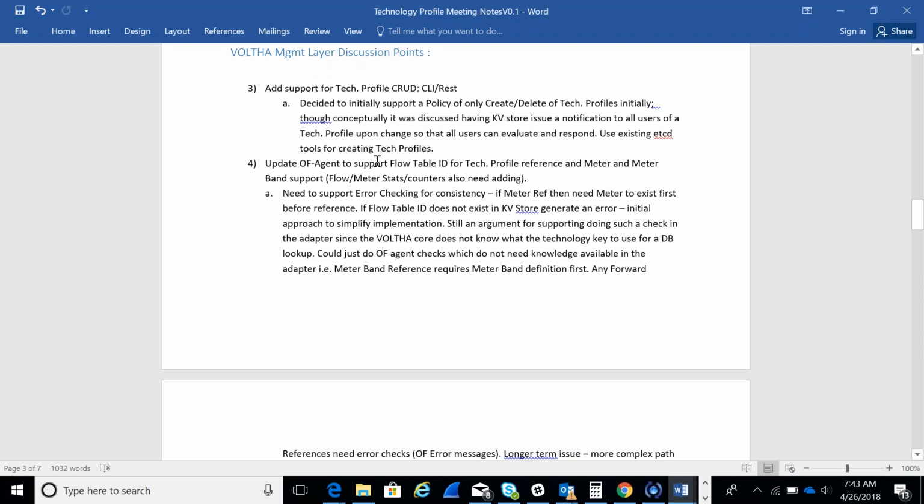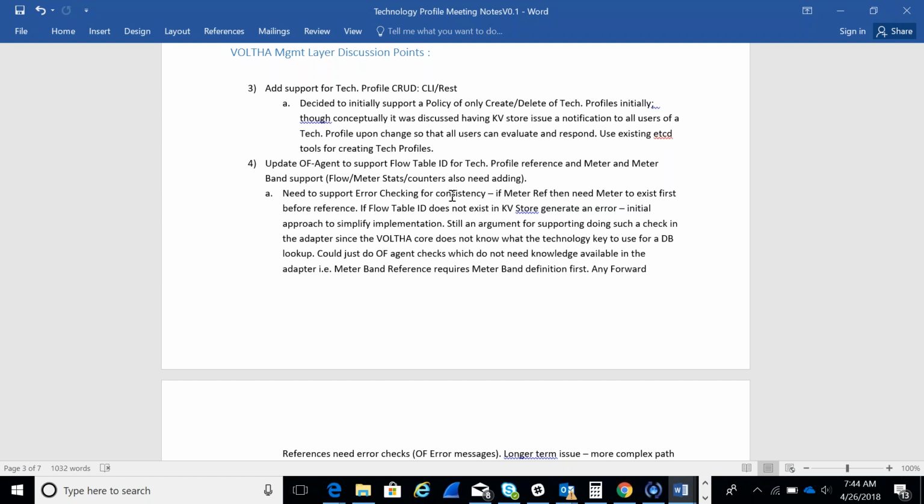Point 4 was an updated OpenFlow agent to support flow table ID and technology profile reference and meter band support. We discussed the possibility of doing error checking and consistency checking at the OpenFlow agent level. Normally with meter bands, you need to have created the meter before you reference it. So there are ways to validate any forward reference, and if it references something that doesn't exist, that would be an error.